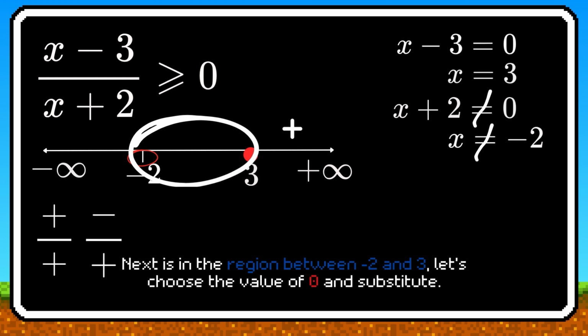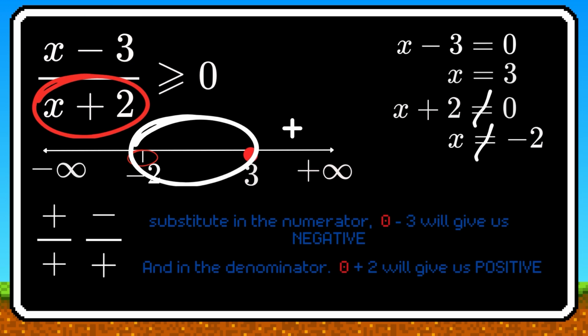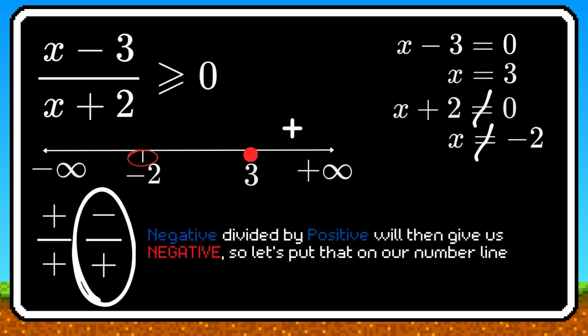Next is the region between negative 2 and 3. Let's choose the value of 0 and substitute. In the numerator, 0 minus 3 will give us negative, and in the denominator, 0 plus 2 will give us positive. Negative divided by positive will then give us negative, so let's put that on our number line.